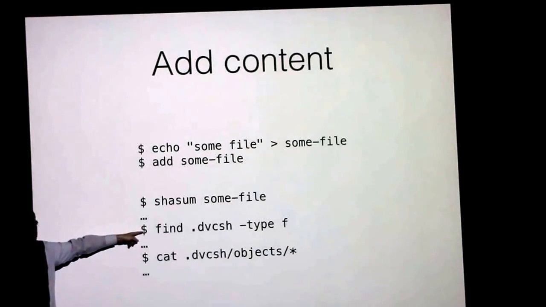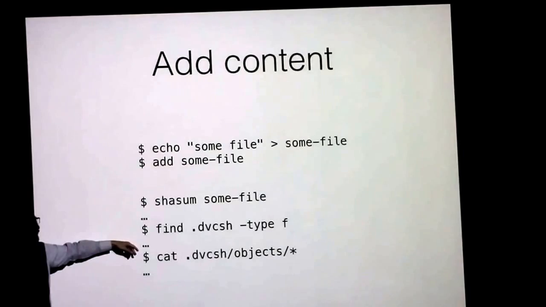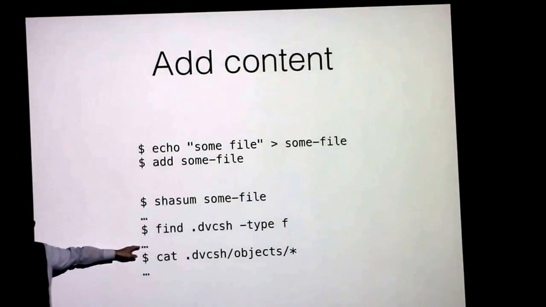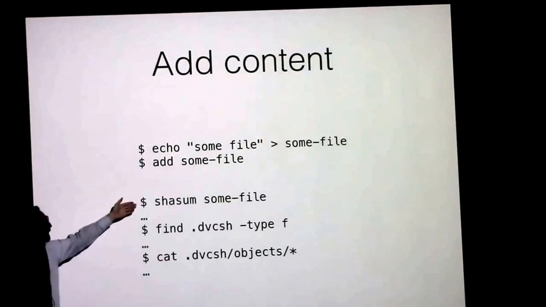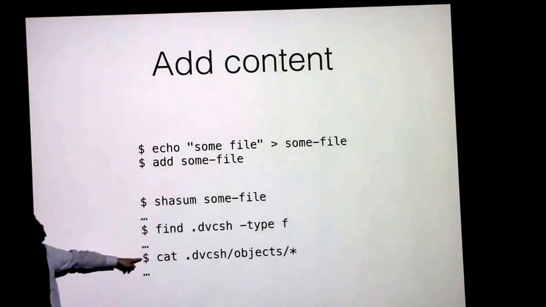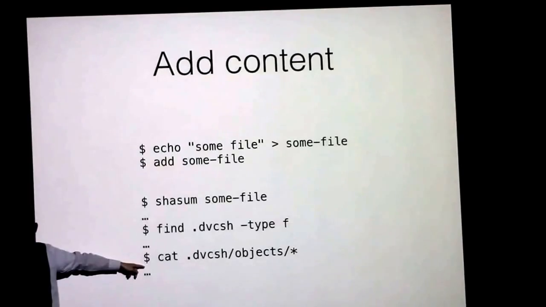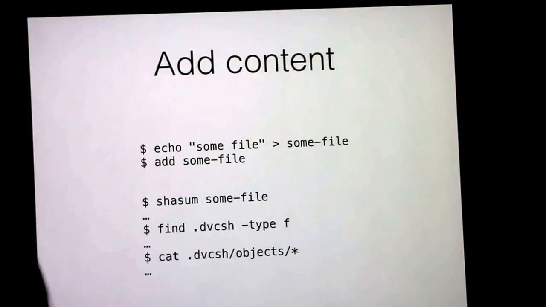You'll find in DBC shell, type F, that means we'll just be looking for files. What did you find? The path objects slash and the hash. That big long hash. All right, that's what our add function did. It took the hash key and copied that file. Cat that file. It's a copy of some files now.